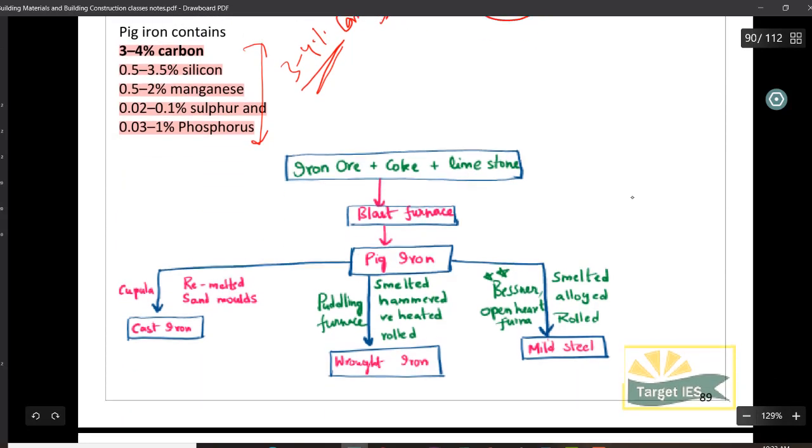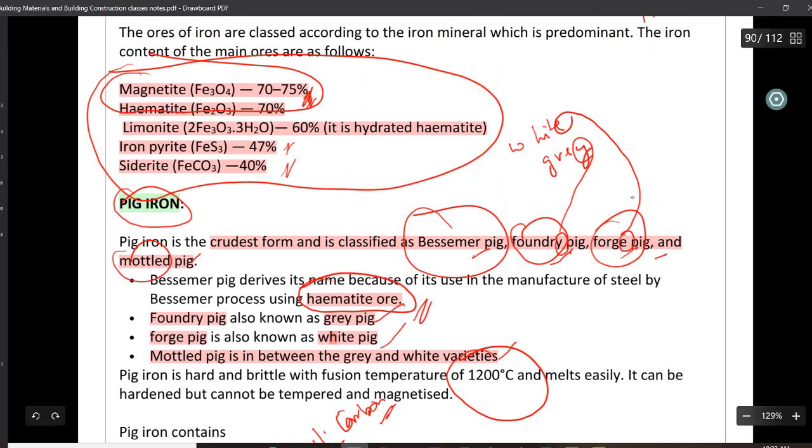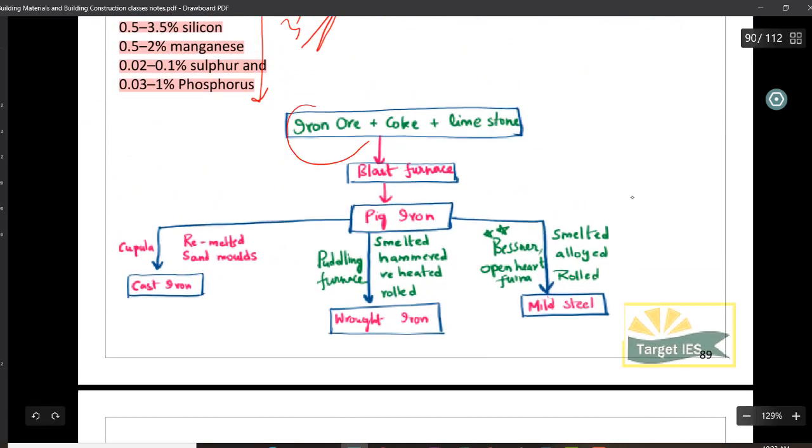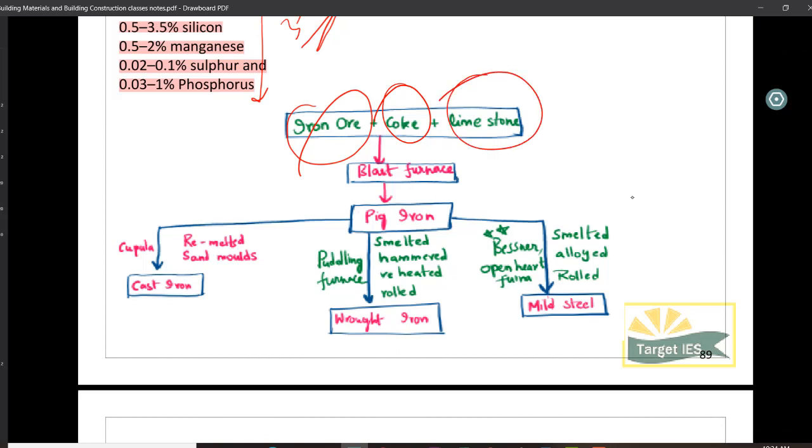First we'll be taking iron ores. So here we have seen the iron ores. It could be magnetite, hematite, limonite. Whatever the type, we take the iron ore plus coke. Coke means nothing but carbon, plus limestone. So you heat it at a very high temperature in a blast furnace.